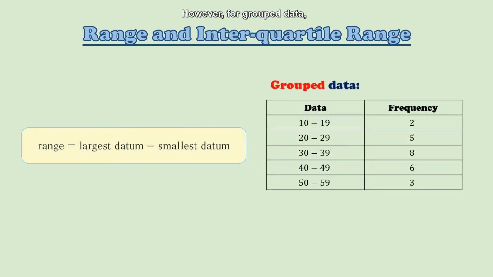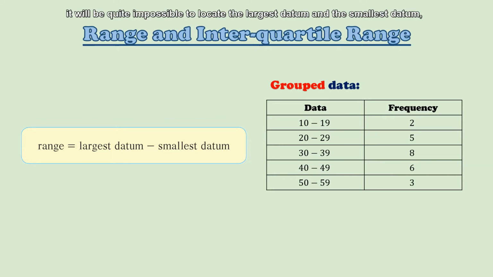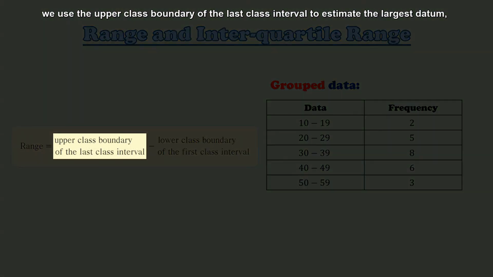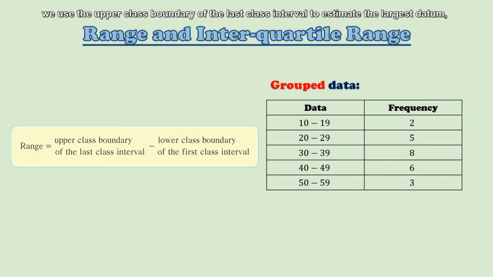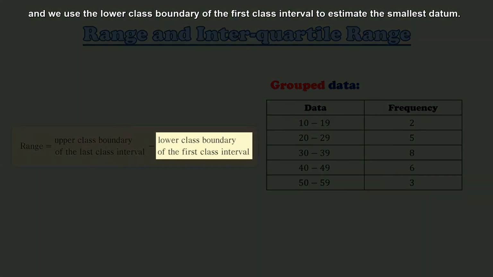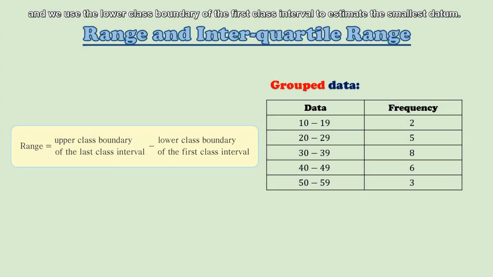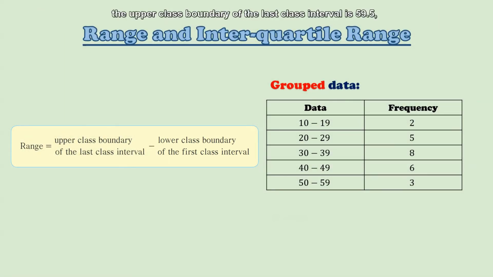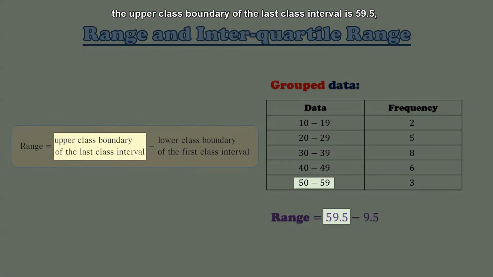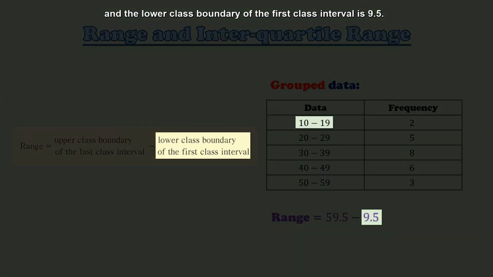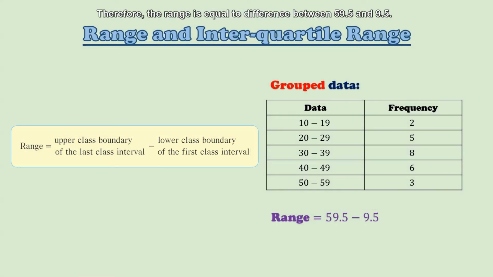However, for grouped data, it would be quite impossible to locate the largest datum and the smallest datum because we do not exactly know the value of each datum in this dataset. Therefore, when we calculate the range of a set of grouped data, we use the upper class boundary of the last class interval to estimate the largest datum, and we use the lower class boundary of the first class interval to estimate the smallest datum. From this table, the upper class boundary of the last class interval is 59.5, and the lower class boundary of the first class interval is 9.5. Therefore, the range is equal to the difference between 59.5 and 9.5. Therefore, the range is equal to 50.